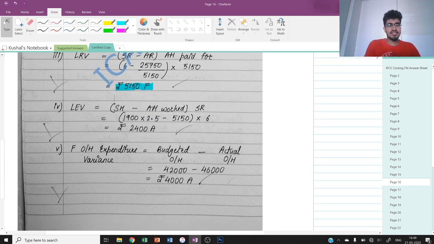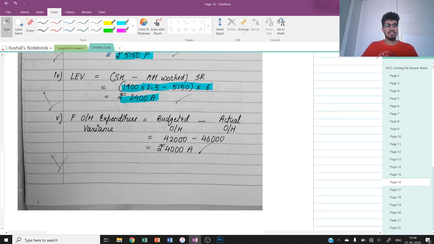Labor efficiency variance is what? (SH minus actual hours worked) into SR. The standard hours can now be computed similarly: 1900 into 2.5 minus 5150, into 6, to get 2400 adverse. It means that our labor were not that efficient as we had expected them to be.